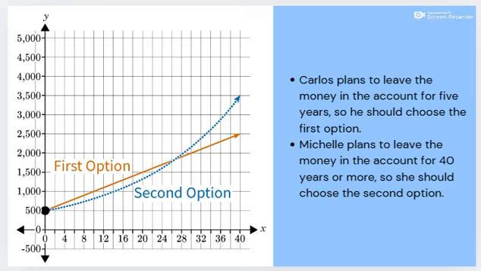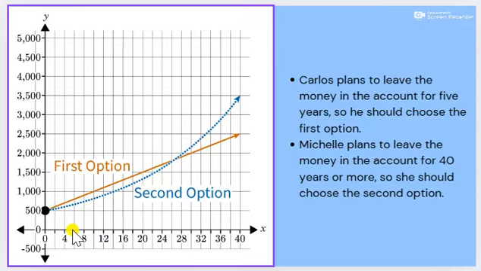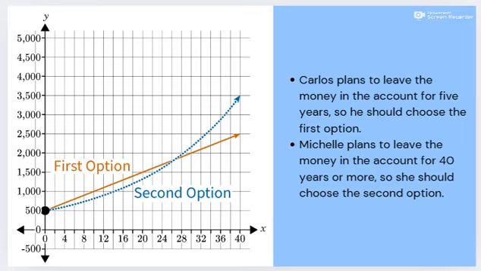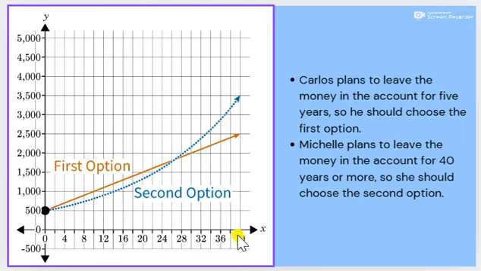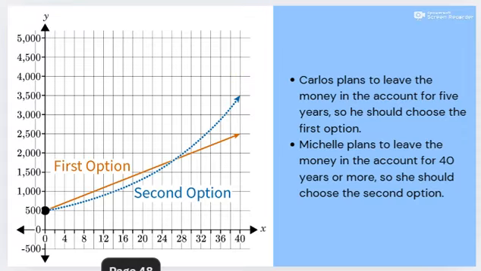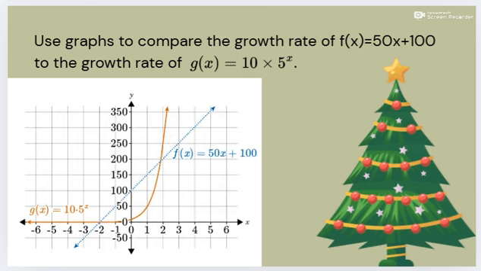Carlos plans to leave the money in the account for 5 years, which is right here. So he should choose the first option because the orange line is higher. Michelle plans to leave the money in the account for 40 years or more. So she should choose the second option, which is the blue line, the exponential one, because it is higher, which is what I said at the beginning, but okay.